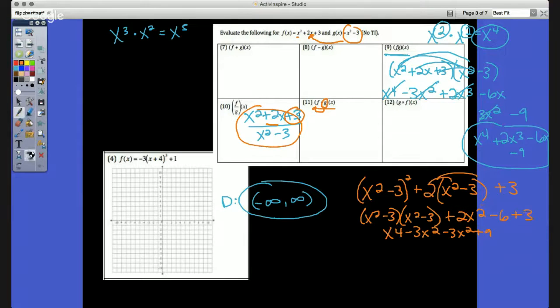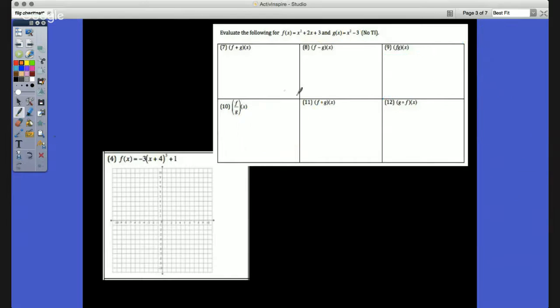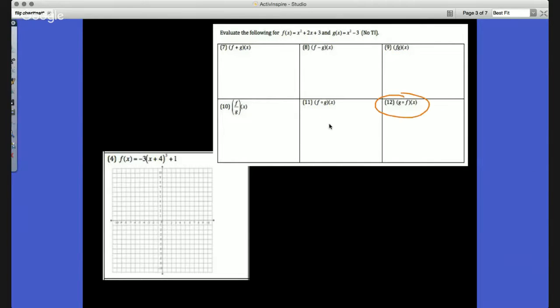The next one is one that I really want to focus on. It's the g composition, or the g of f, where we're doing the composition here. This is where the f goes in for the x of g. So this one would be x squared plus 2x plus 3, all squared, and then minus 3 on the outside. Okay?